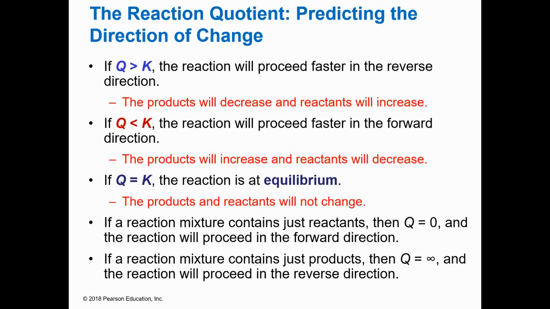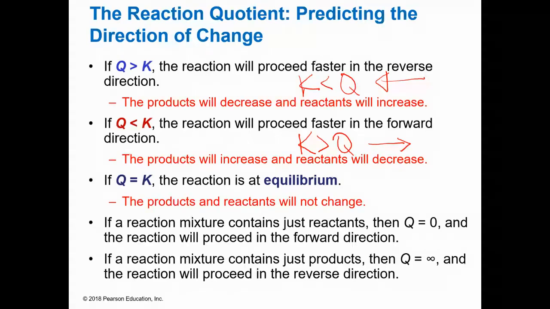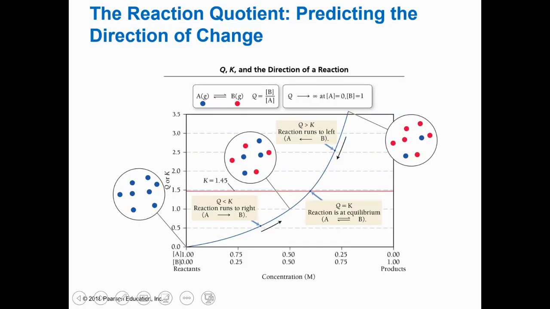If Q is greater than K, the products decrease and the reactants will increase. If you want to write it the other way, K is less than Q, that means the reaction goes that way. Q is greater, so all I'm doing is flipping these so the arrows match up. And when they're equal, we're at equilibrium, nothing changes. This is just showing you, according to equilibrium, what way we'll go.